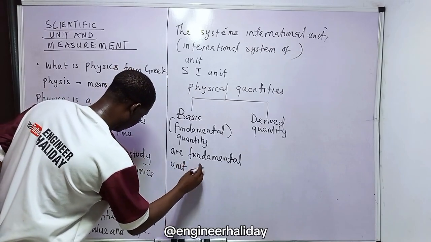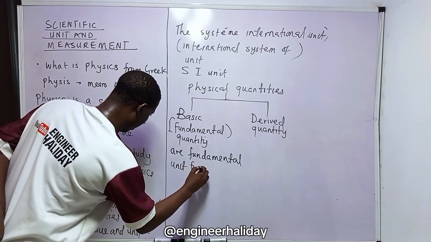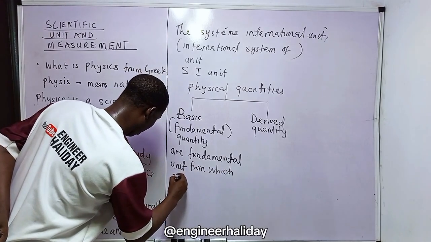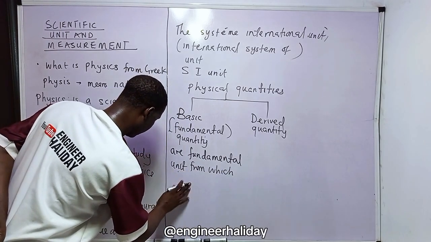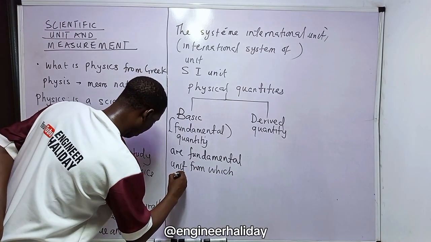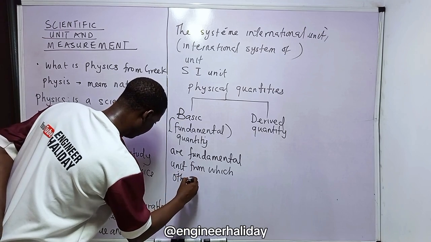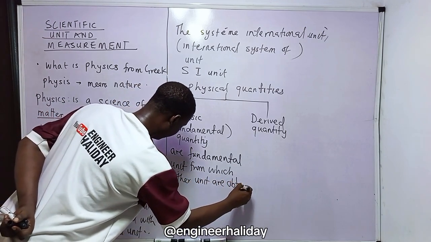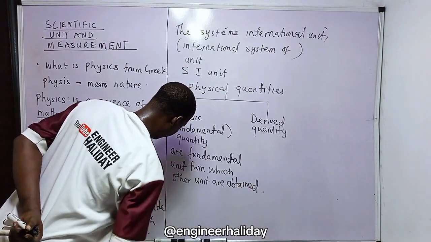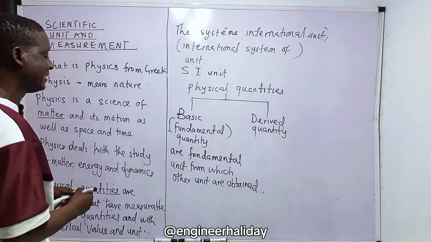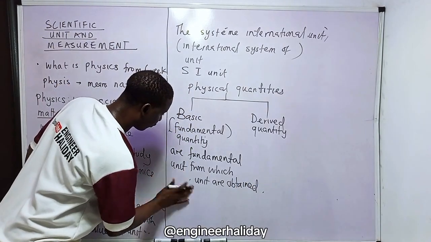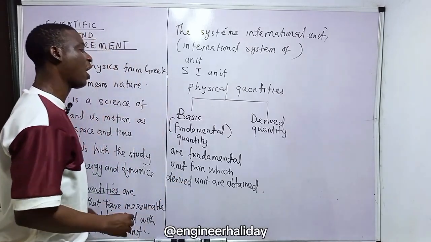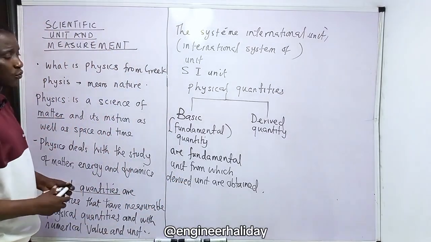Units from which what? Other what? That means from which other derived units are obtained. From which other derived units are obtained. So that is what we say.